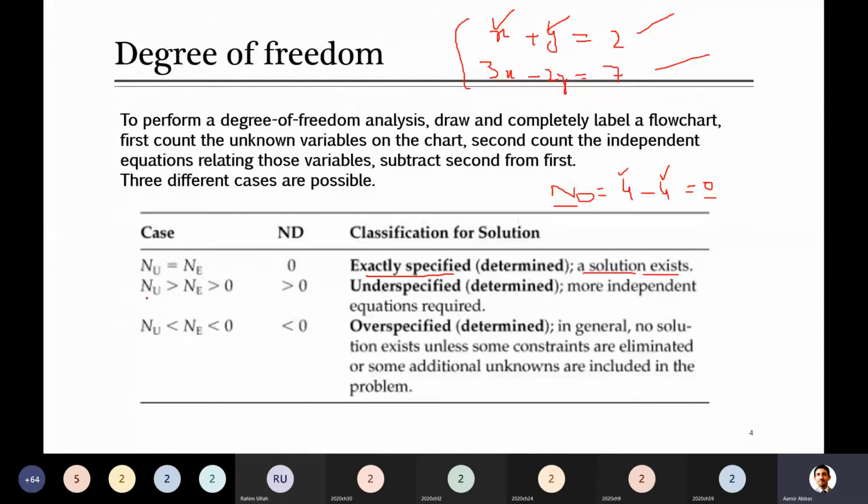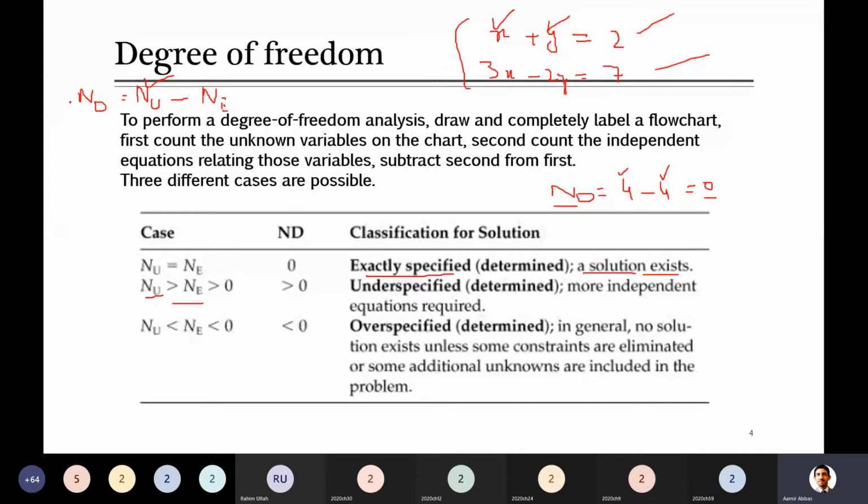The second case is, for example, when your number of unknowns is greater than the number of equations. So in this case, what do you think? What should be the value of degree of freedom? If you remember, the formula was number of unknowns minus number of equations. So I'm writing here for you, number of unknowns minus number of equations is equal to the number of degrees of freedom, nd. In this case the number of unknowns is higher than the number of equations. So in this case, degree of freedom will be greater than 0.